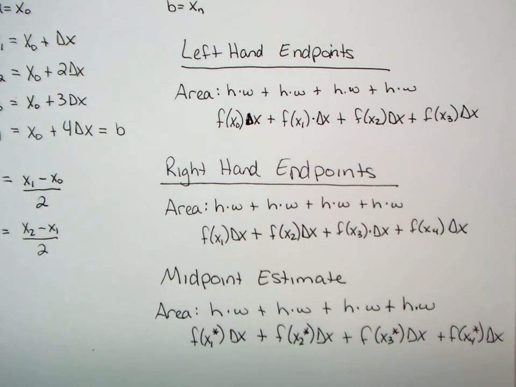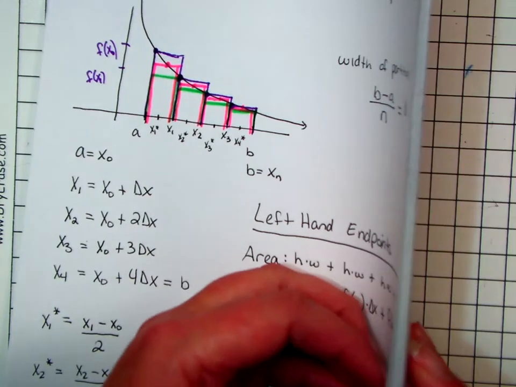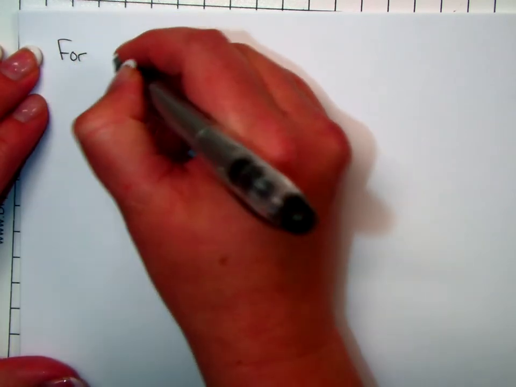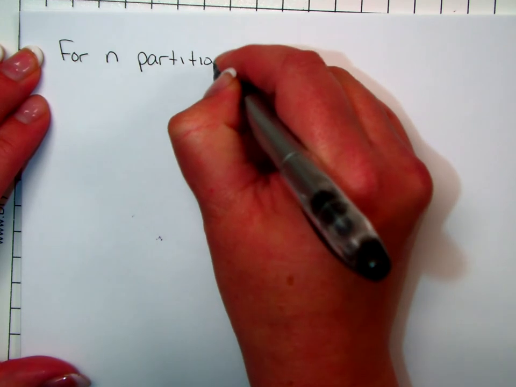So what I'd like to do is write these summations using sigma notation. I'd like to introduce you to how to write these with n terms, not just four terms. So what we're going to do is look at n partitions. Let's go on to the next page here.